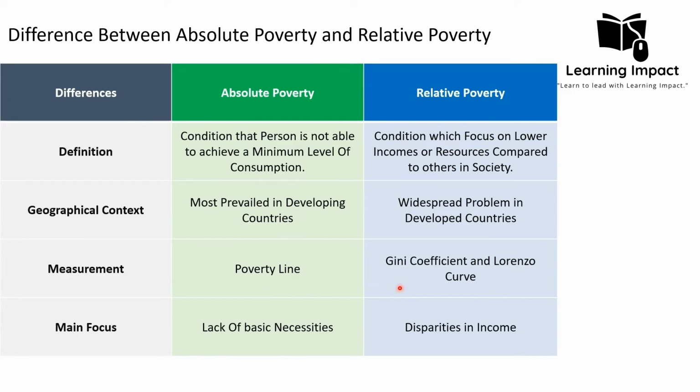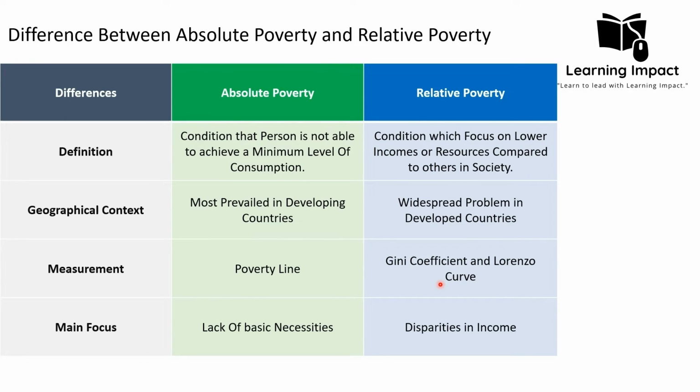But in case of relative poverty, it is measured through the Gini coefficient or Lorenz curve. What does it mean by the Gini coefficient? It is the coefficient which was derived to measure the income disparities and the uneven distribution of resources among the individuals of the society. So this was named after the Italian statistician who formulated this coefficient in 1912, and this actually measures income inequalities and inequalities in consumption also.